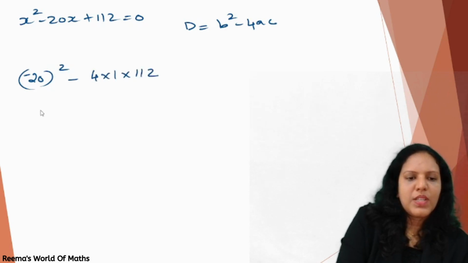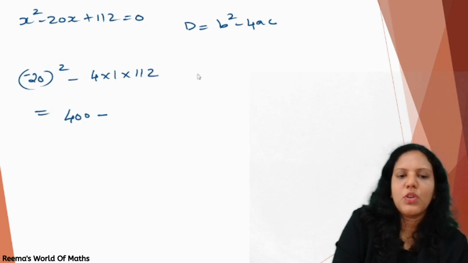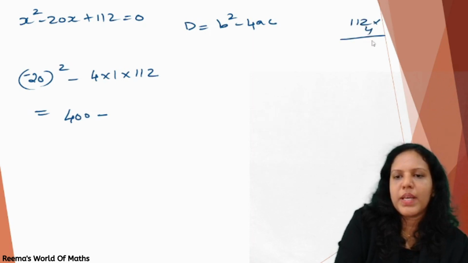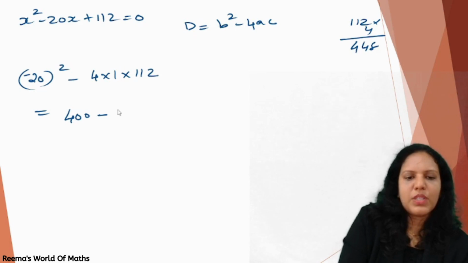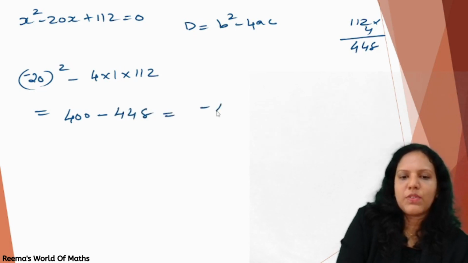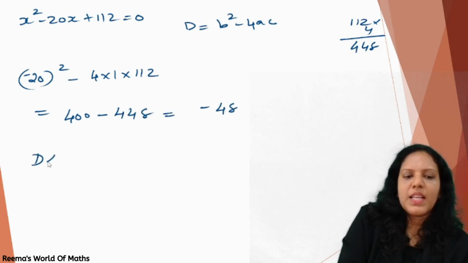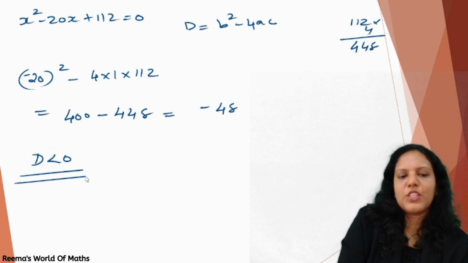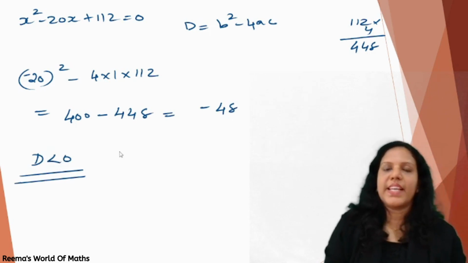So minus 20 squared is equal to 400. 400 minus 4 into 112, so 112 times 4 will be 448. 400 minus 448 is equal to minus 48. So here the value of D is less than 0.